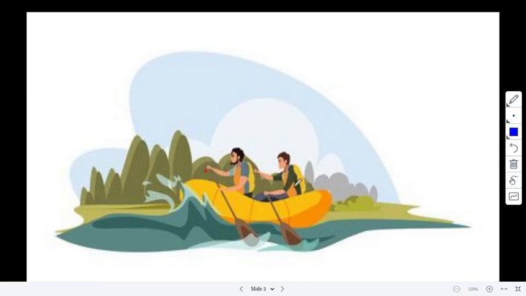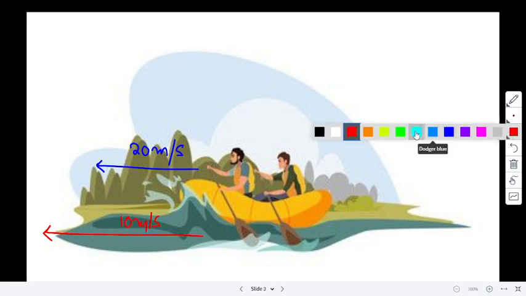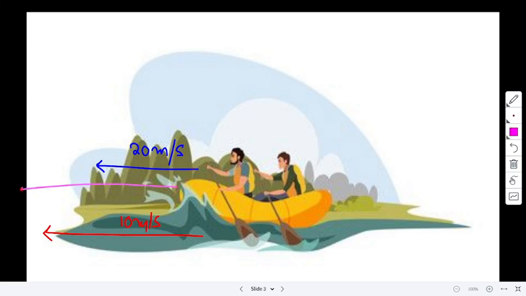Let's say these two are moving the boat in this direction with a velocity of 20 meters per second. And the velocity of the water is also in the same direction with a magnitude of 10 meters per second. The boat will move towards my left with a velocity of what? 30 meters per second. 20 plus 10 equals 30 meters per second. Right?